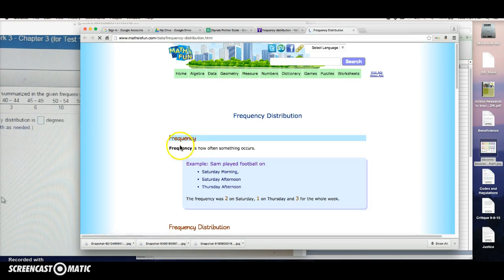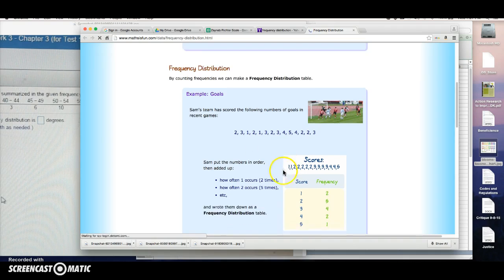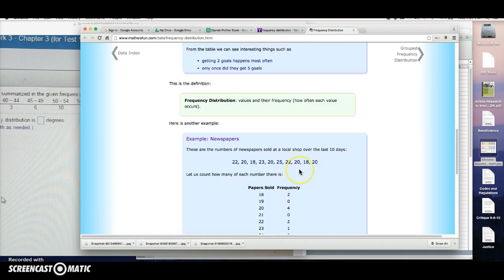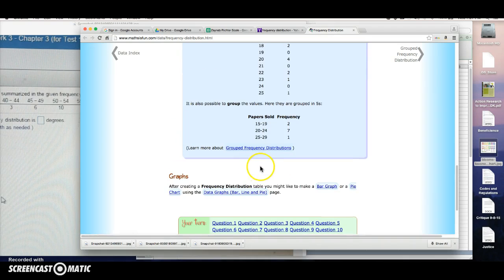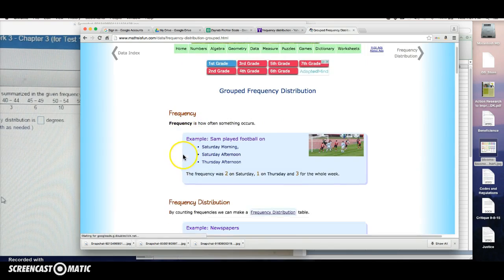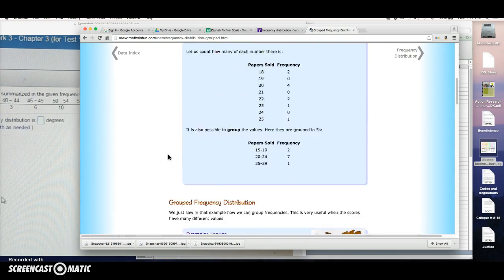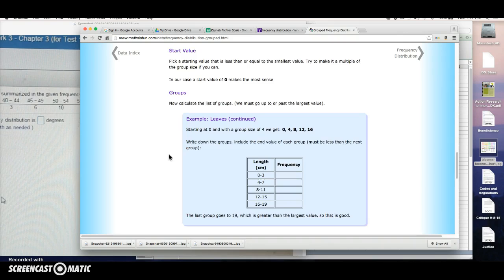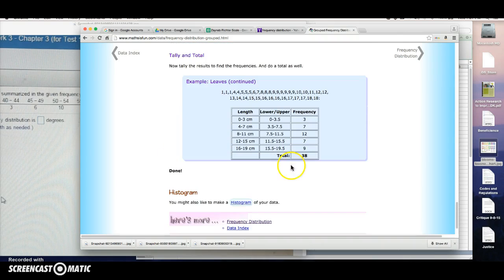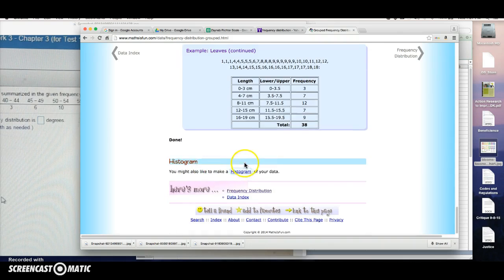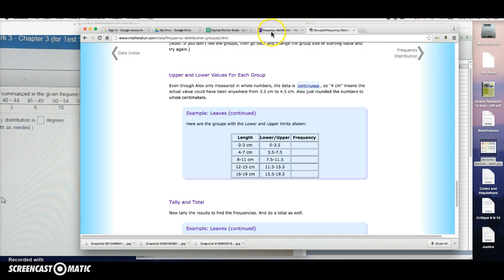Math is Fun. So frequency. Do these look like the frequency chart that we're given? No, I'll keep on going down. And then we're going to see, oh, look at this. Grouped frequency distributions. And I said, okay, that's exactly what I want, because they're in groups right here. Then I said, well, that's not showing me how to do the average.